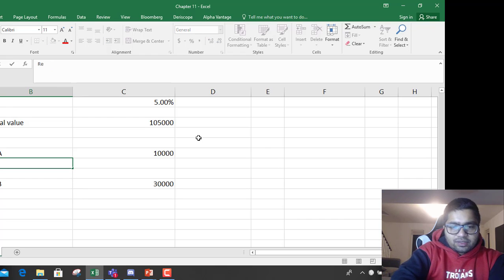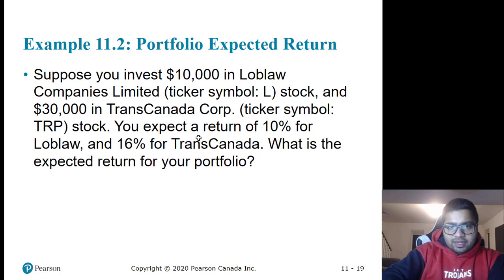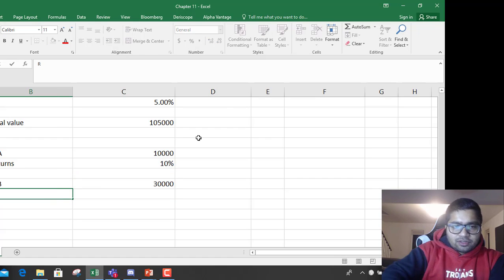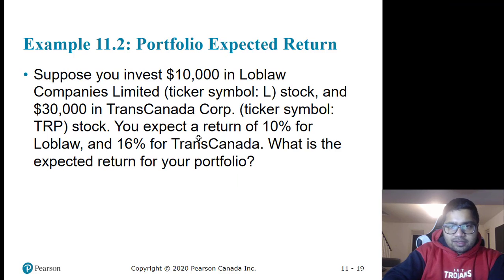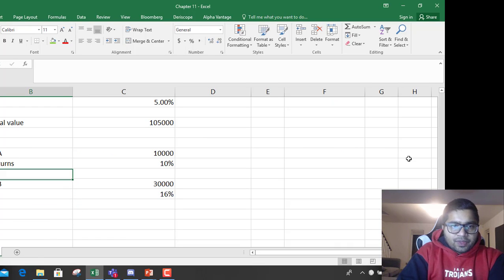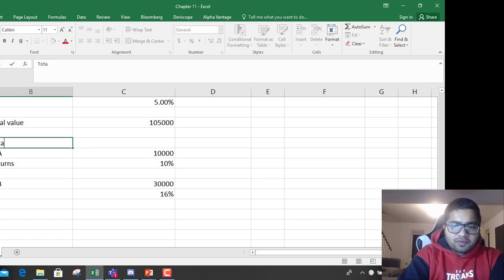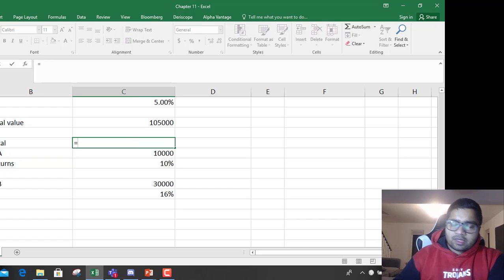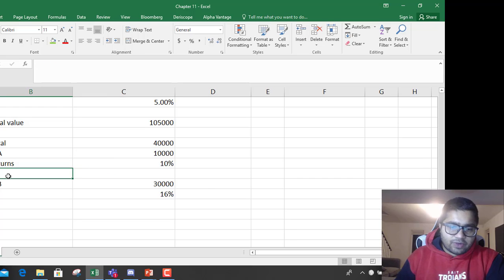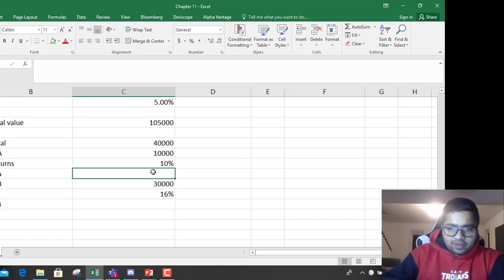We know the returns. Returns on stock A are 10% and returns on stock B are 16%. Okay. Steps to do it: always find out the total first. So total 10 plus 30, 40 grand. Find out weights: weight of asset A, weight of asset B.